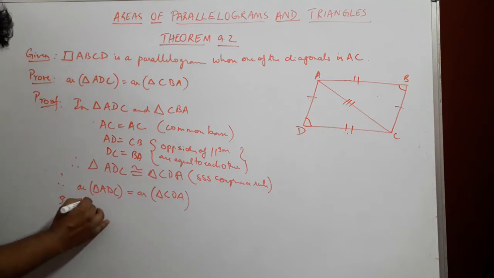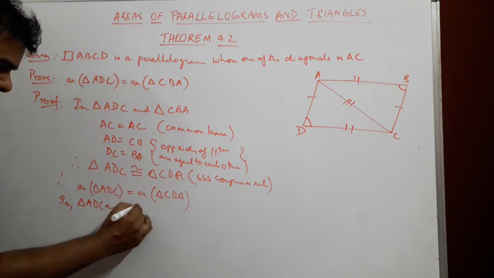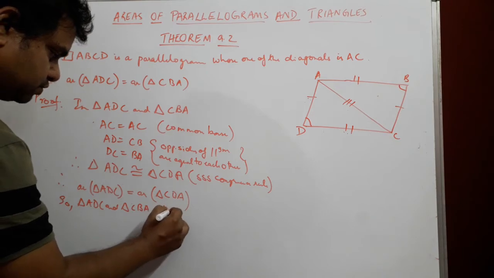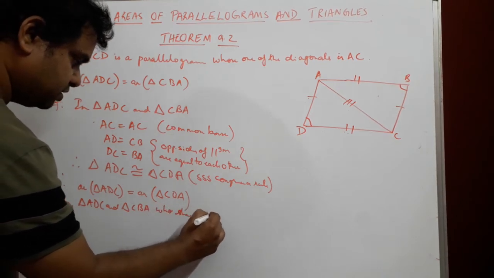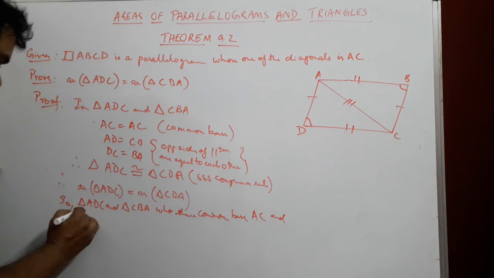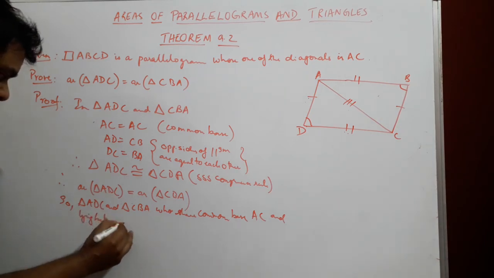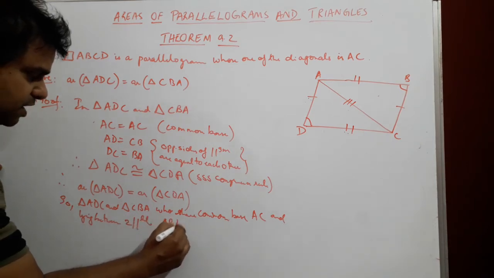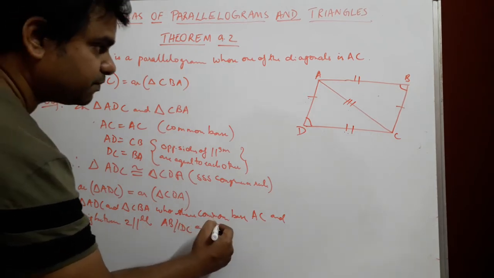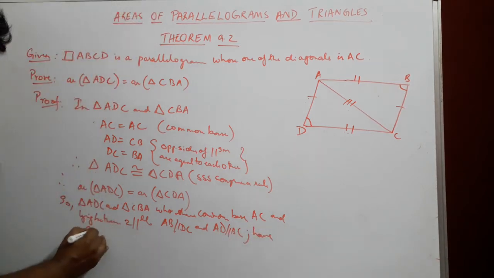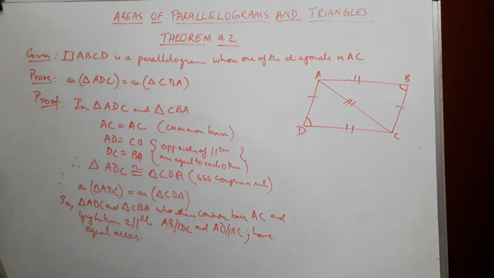So triangle ADC and triangle CBA, who share a common base, that is AC, and lie between two parallels, that is, since AB is parallel to DC and AD is parallel to BC, have equal areas. Right? So with this we prove Theorem 9.2.